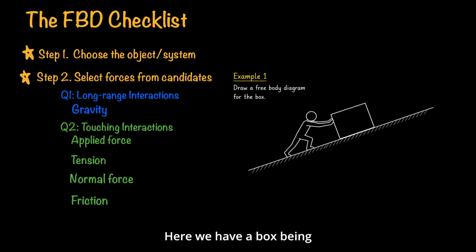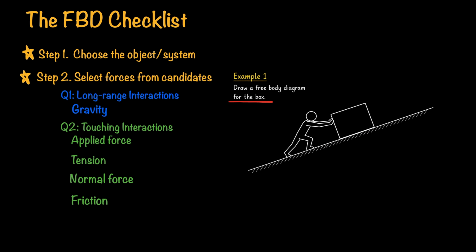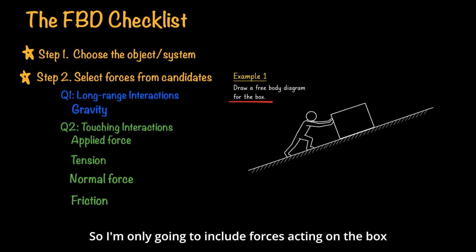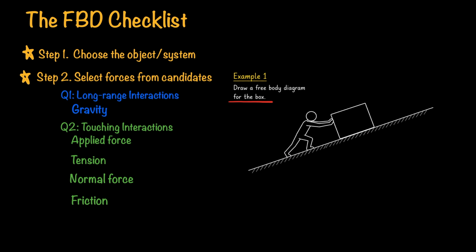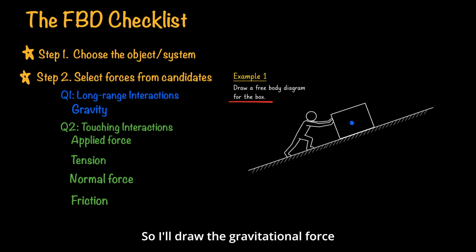Here we have a box being pushed up a rough incline. So following our process, the first step is to decide what we are drawing the free body diagram for. In this example, we are drawing the free body diagram for the box. So I'm only going to include forces acting on the box. Next, let's move on to the second step. Let's start with the long-range interactions. Is there one? Yes, the Earth interacts with the box through gravity. So I'll draw the gravitational force.